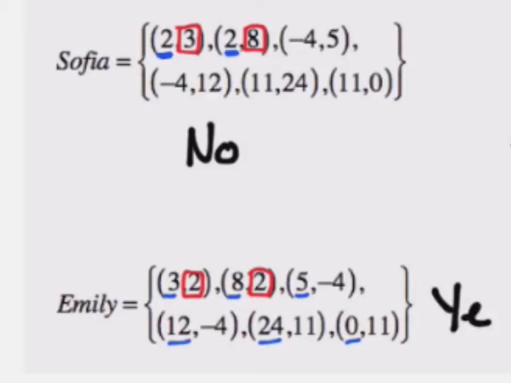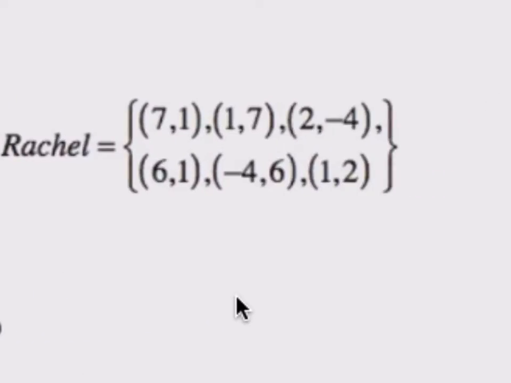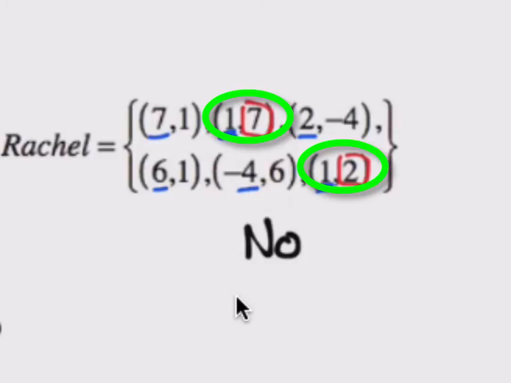Emily is a function. Let's look at Rachel. Okay, I'm looking at our inputs. 7, 1, 2, 6, negative 4, and 1. Aha! I see that 1 is an input twice, having 2 different outputs. So we'd say immediately, no, Rachel is not a function because the input 1 has multiple outputs. Note that that is the only part of that relation that makes it not a function. It's totally okay that we have a whole lot of values showing up in different places. These are the only 2 ordered pairs that present an issue for us.